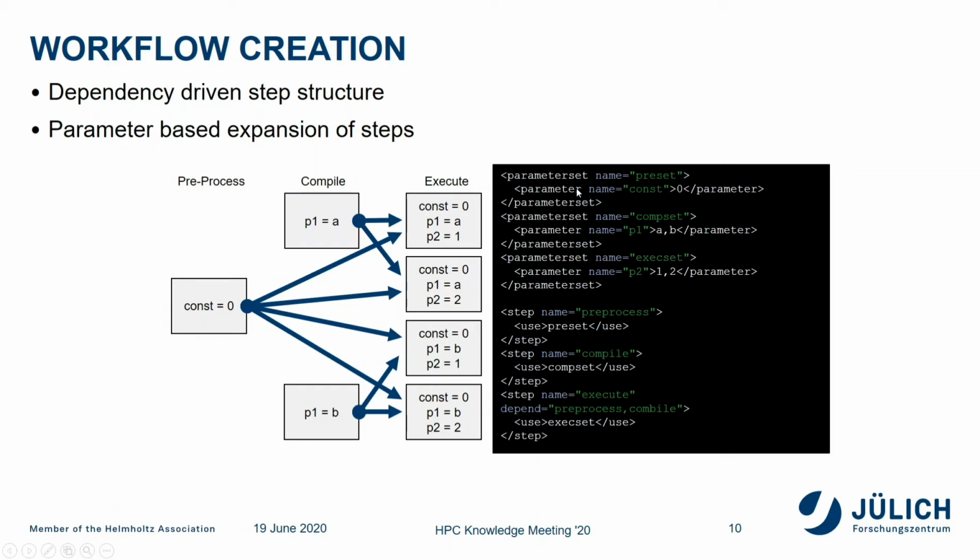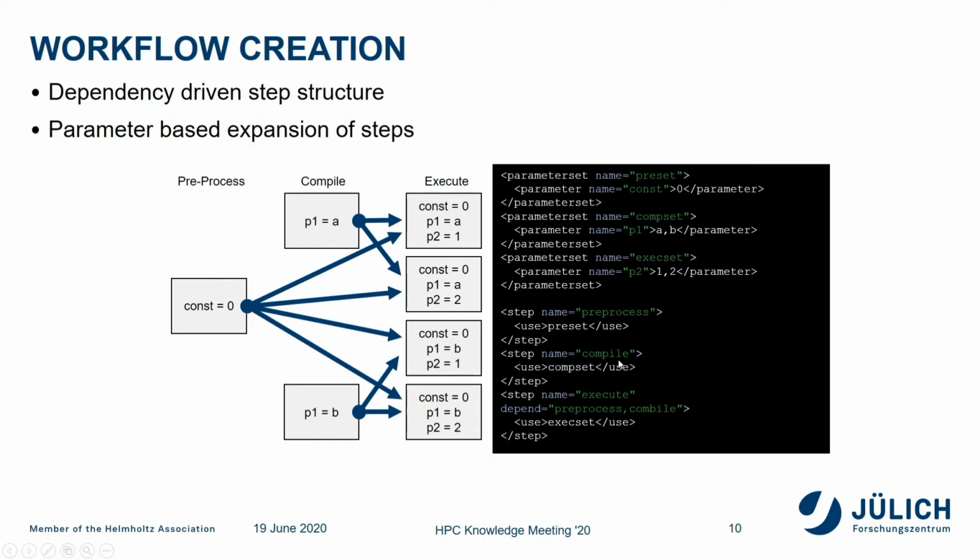And we have three parameter sets. The first one just contains a constant value, which is 0. The second one, a parameter p1, which can be a or b. And the execute set contains just one parameter p2, which can be 1 or 2. So what does it mean for the preprocess, which just uses our preprocess set? It will be executed one time because it's a constant value, so it just has to be executed one time.